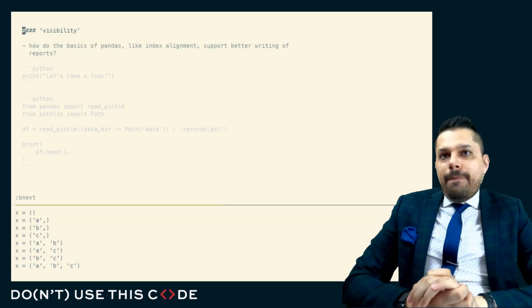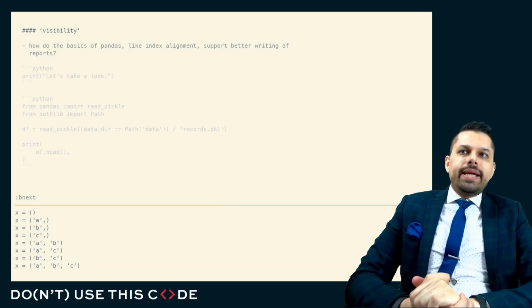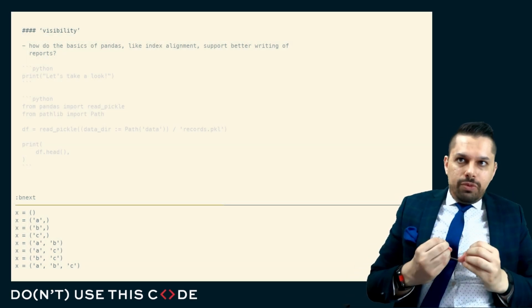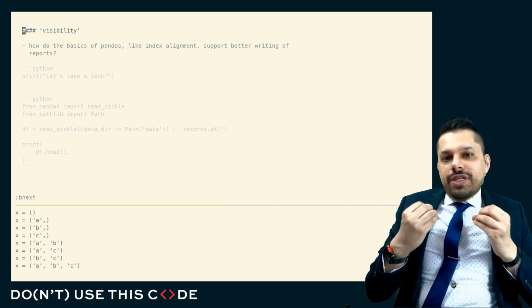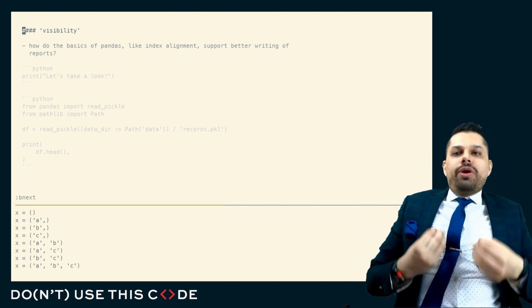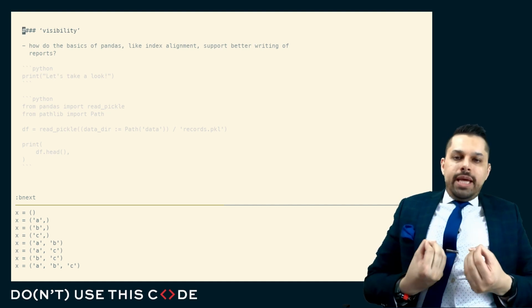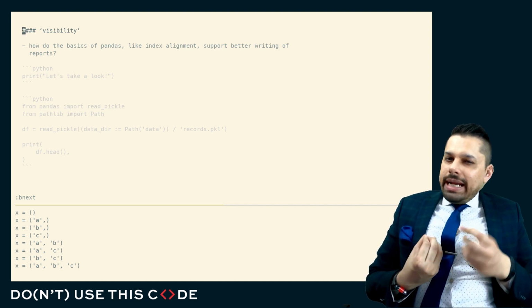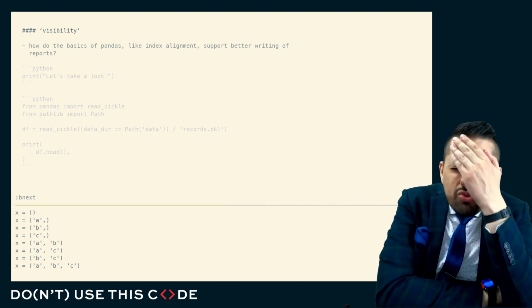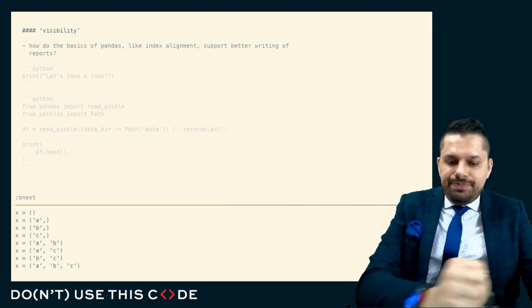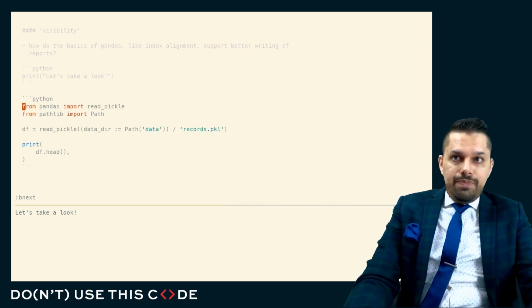I want to talk a little bit about how pandas and things in pandas like index alignment support the better writing of reports, support greater visibility into what that report is eventually going to do. Because it's not just churn that you have to contend with, it's also, I need to make a change here, but I have no idea what this report was actually doing in the first place. Why don't we take a look?